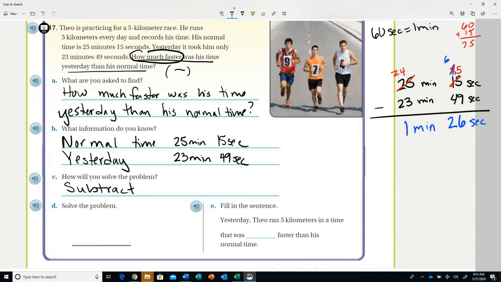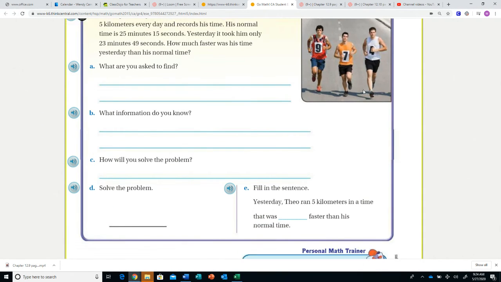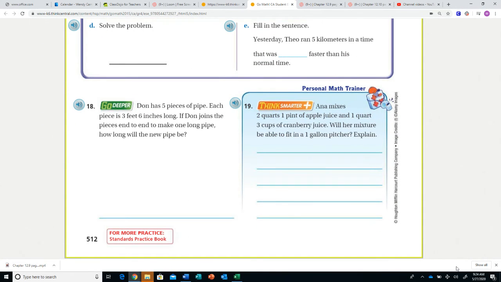Okay, so letter E. So D I did over there. E, fill in the sentence. Yesterday Theo ran 5 kilometers in a time that was 1 minute, 26 seconds faster than his normal time. All of this for 1 minute, 26 seconds. It took me longer than 1 minute, 26 seconds to do the problem. All right, moving on. Last couple problems here. We're going to finish this page up.